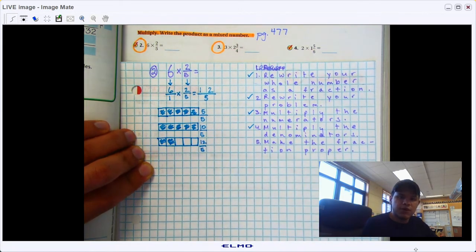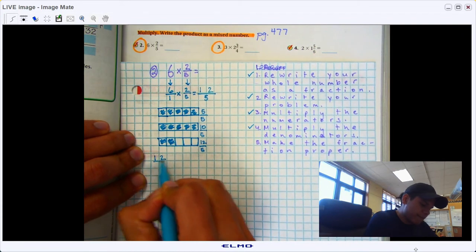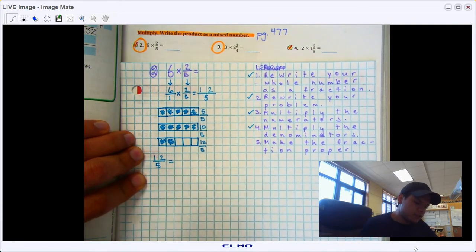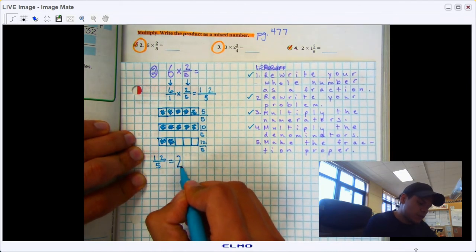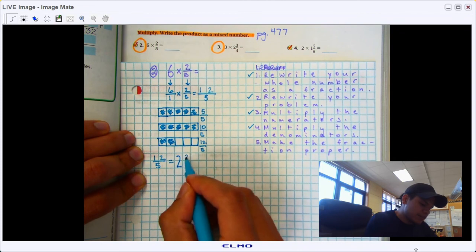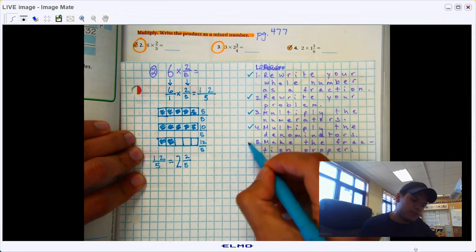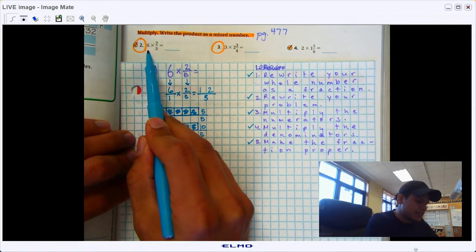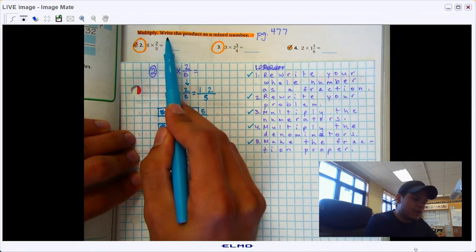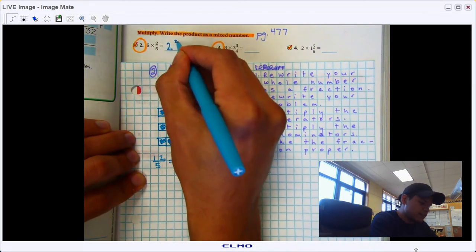So just by looking at this bar model, I can see that 12/5 is equivalent to, well, I have 2 wholes, and then I have 2/5 left over, okay? So I have now made that fraction proper. The answer to 6 times 2/5 when I'm writing my product as a mixed number is 2 2/5.